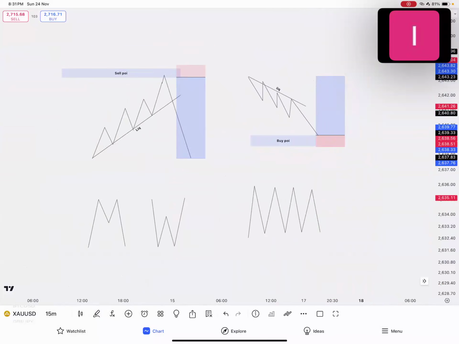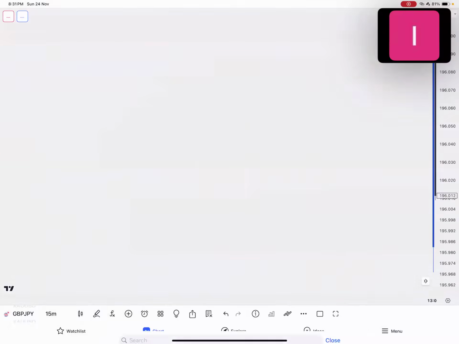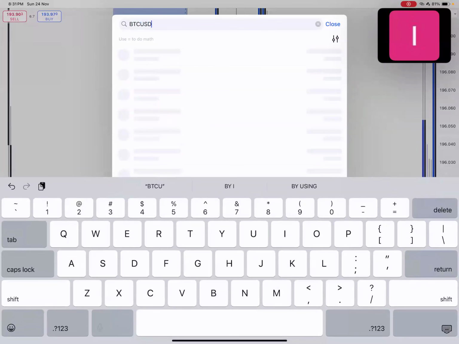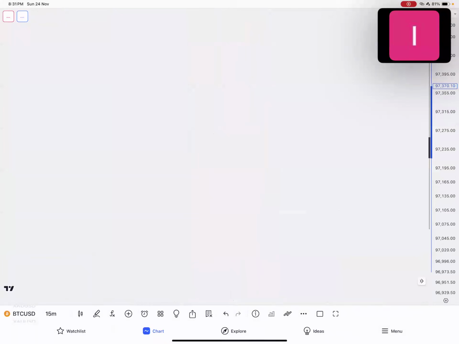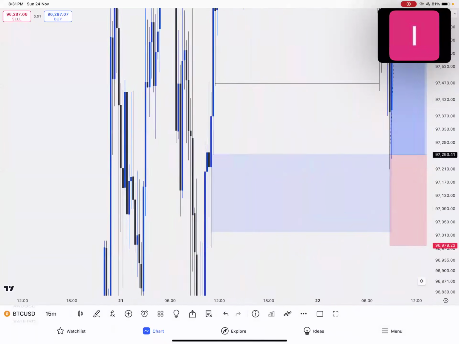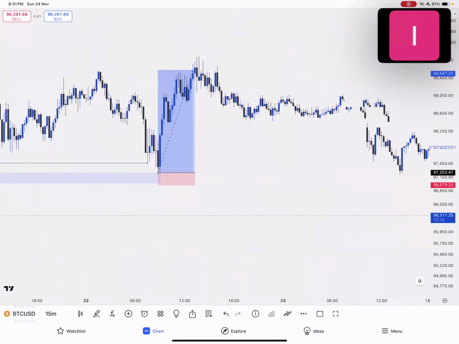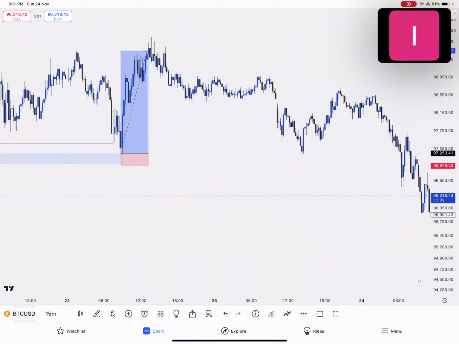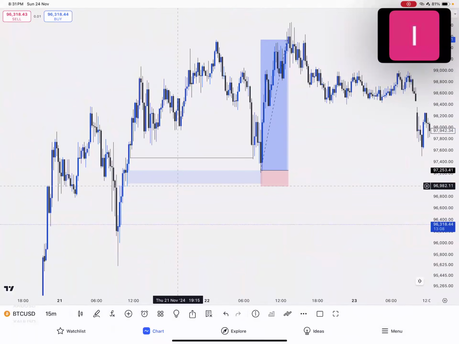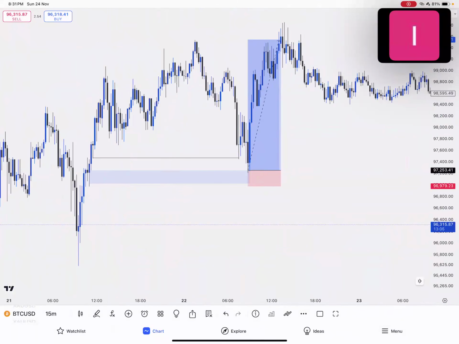So I will look for a chart on BTC. So this is the BTC chart. This is our buy POI. So in this, it is our order block, our buy point of interest.